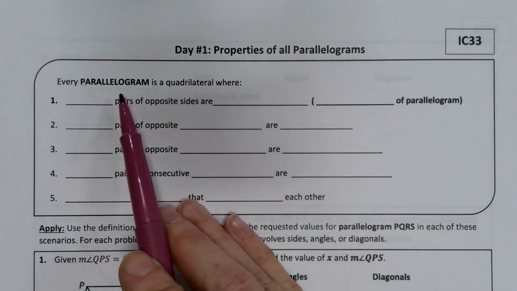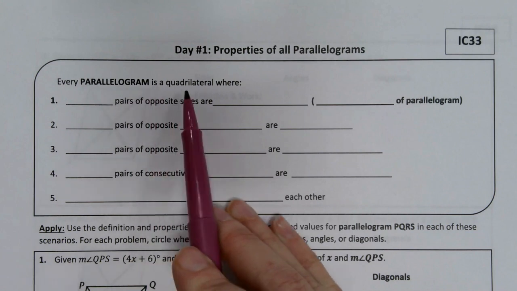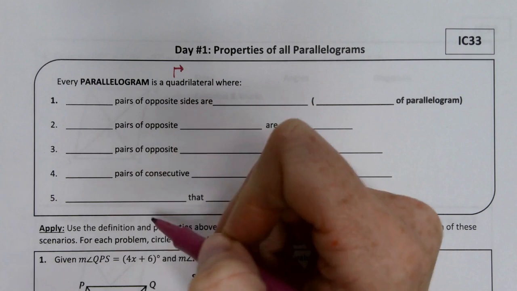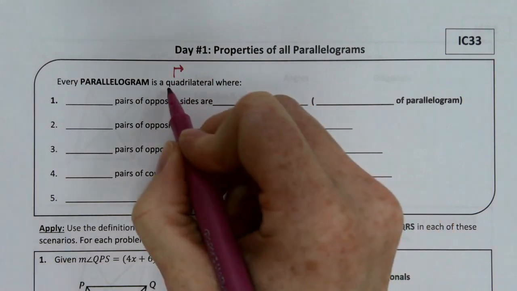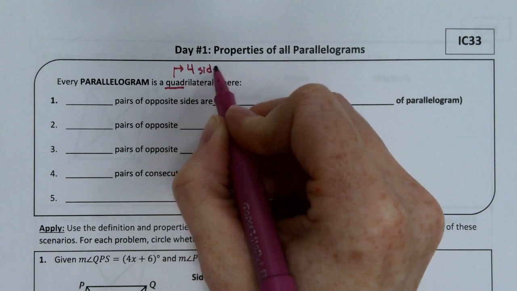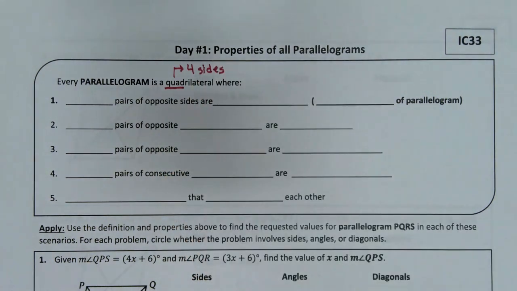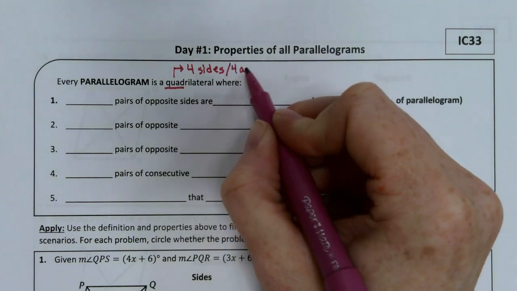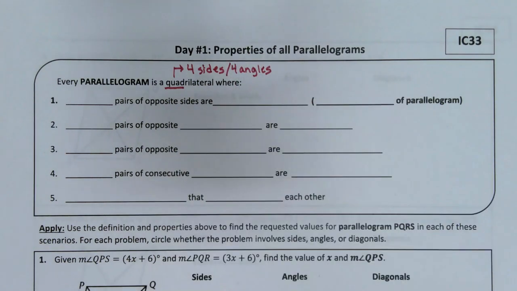Every parallelogram, first and foremost, is a quadrilateral. A quadrilateral is a clue about how many sides the shape has. Quad means that there are going to be 4 sides to our shape. And these are going to be polygons, so that means they'll have straight sides, they'll have corners, which means if there are 4 sides, that means we will also have 4 angles as well.